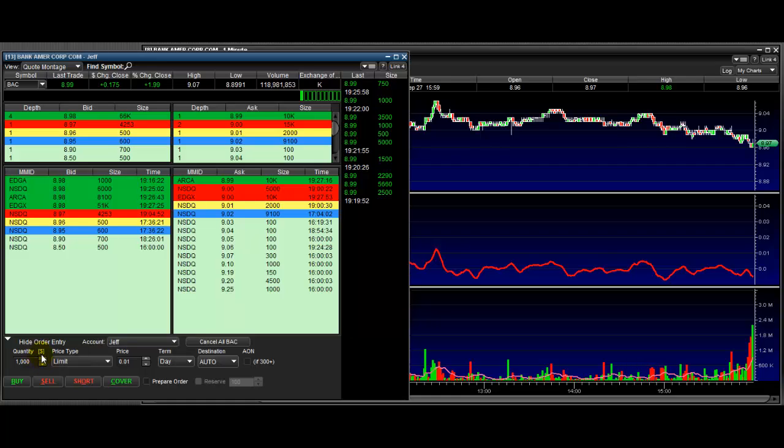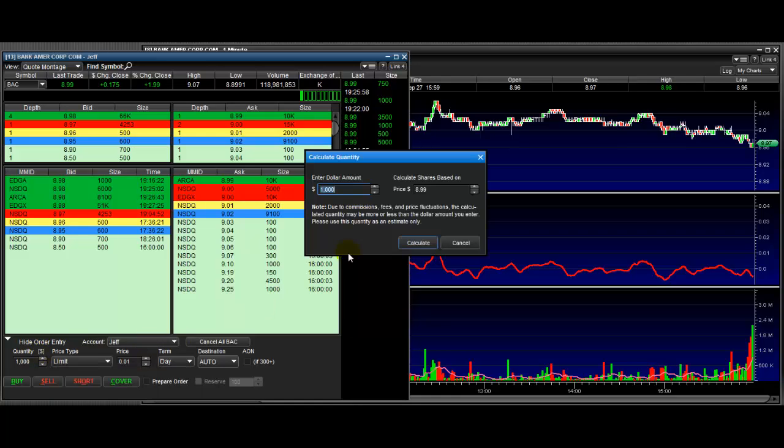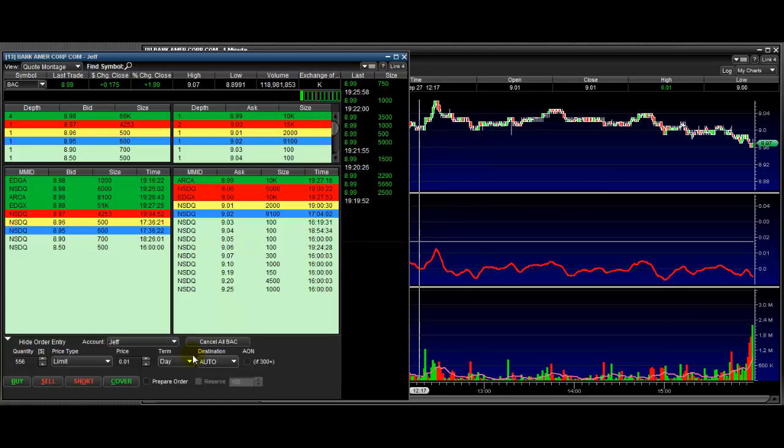If you want to use the calculator, which is pretty cool, that E-Trade Pro has, you simply click on this dollar amount and it'll pull up a calculator where you enter how much money you want to spend. Let's say I wanted to spend $5,000 on Bank of America. I type in $5,000. It automatically has the current ask price on it. I click calculate and it drops those shares right in the box.